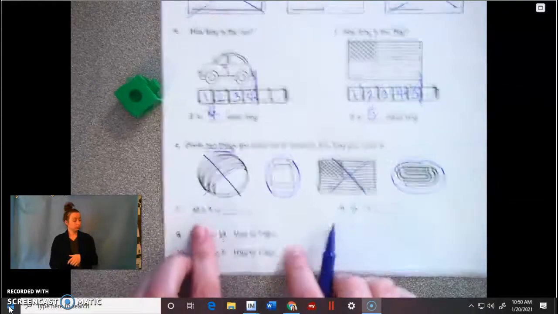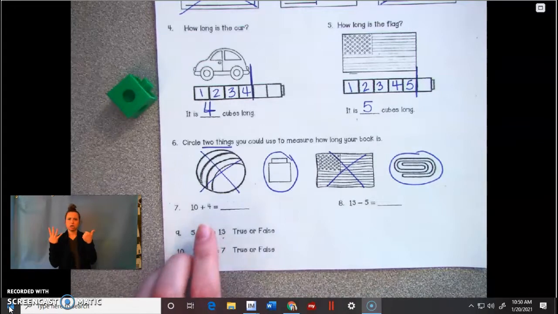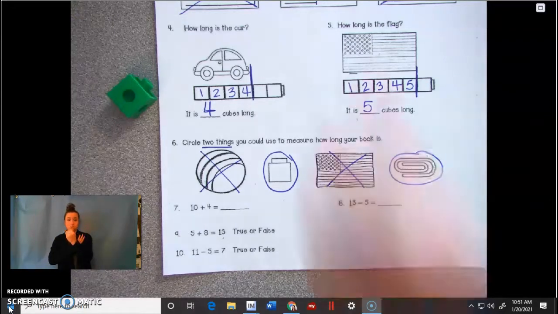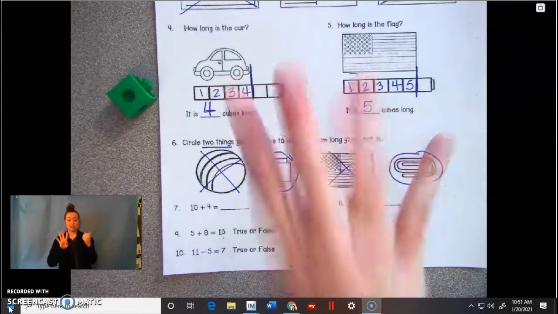All right, let's look at number 7, 10 plus 4. There's a couple different ways that we could work that out, isn't there? One way is we can hold that 10 in our head and then count 4 more. So hold 10 in your head and let's count 4 more. Ready? So 10, 11, 12, 13, 14. So what's our answer?